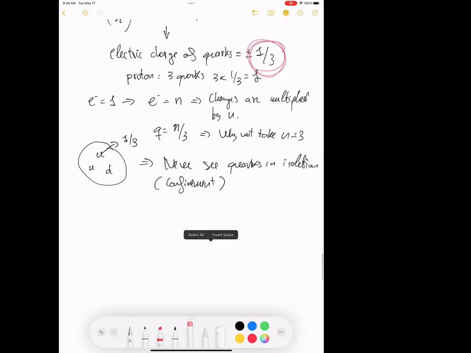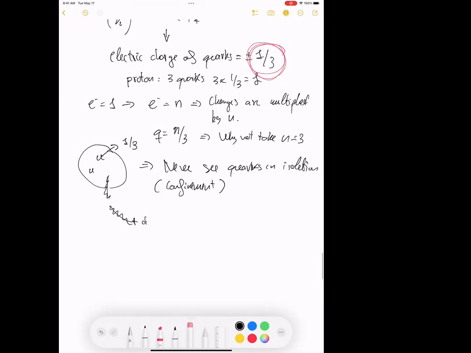The reason it doesn't happen is that if you try to take one of the quarks out, like this D quark, it's connected to the rest of the proton with a linear force. It's kind of like a spring. And so once you separate it far enough, you nucleate a quark anti-quark pair, and then this quark falls back into the proton, and these other two form a different particle, which is called a meson. So you never see quarks in isolation.